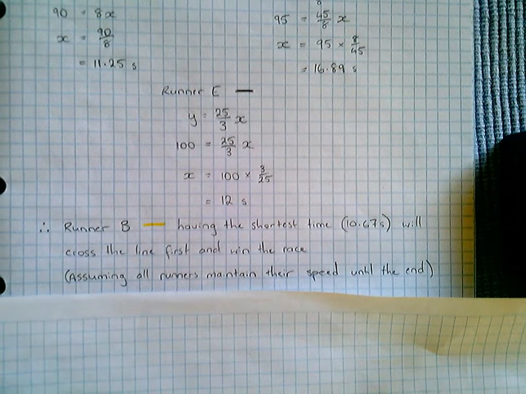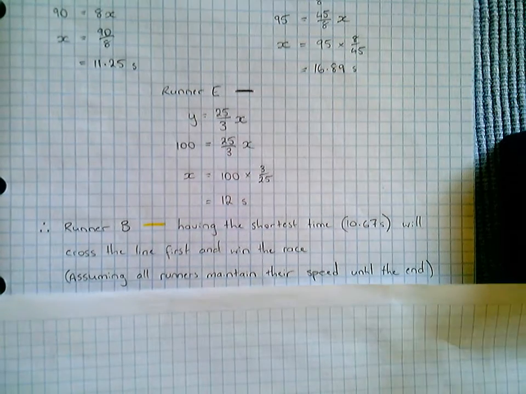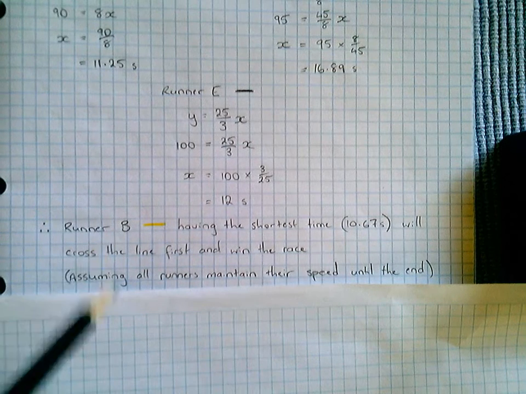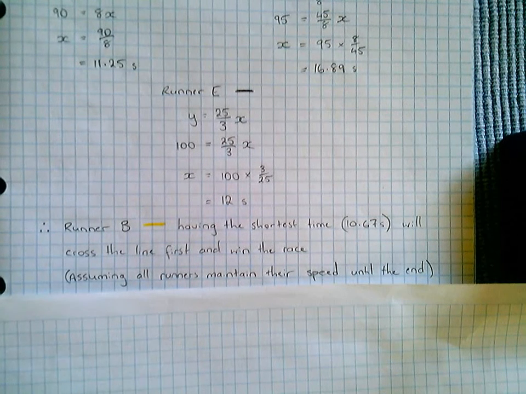I then made a note in brackets, because it sort of hit me afterwards, you're really only assuming, or you can only suggest this is the case if you're assuming that all the runners maintain their speed until the end of the race, which basically means they're not accelerating or decelerating, they're just running at a constant speed for the entire 100 metres. It's an important thing to suggest, it's good communication.